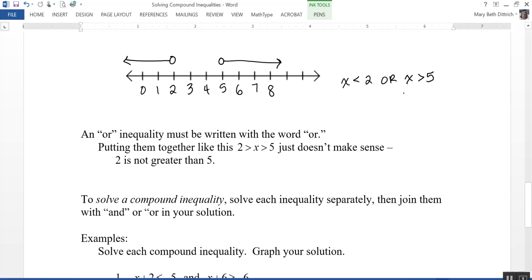To solve a compound inequality, we're going to solve each inequality separately and then join them with the word and or the word or in your solution.